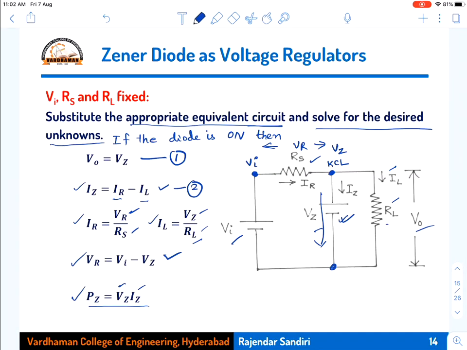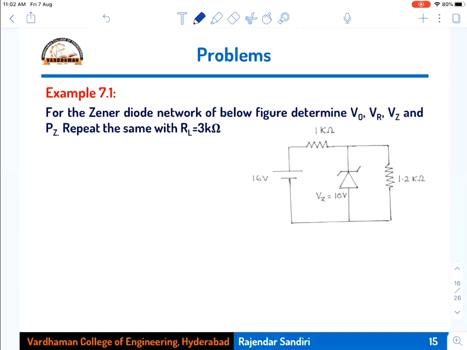Desired unknowns are all these things: V naught, Iz, IR, IL, PR, PZ. All these are the desired unknowns. So in the problem, they may be asking all these to be calculated after deciding whether the diode is on or off. Okay, we can solve one problem similar to this analysis.